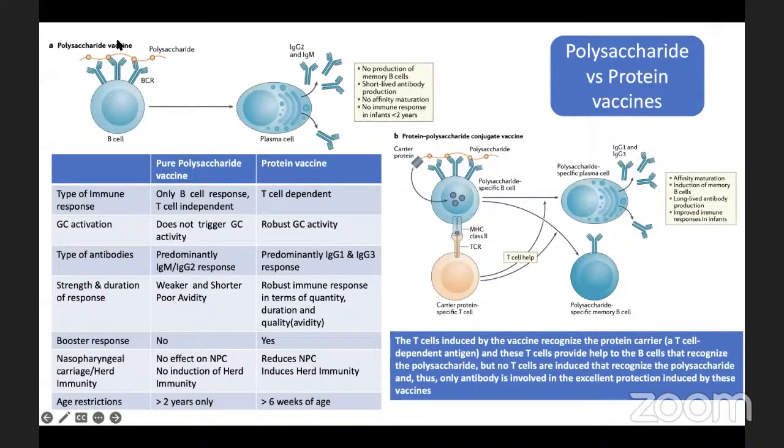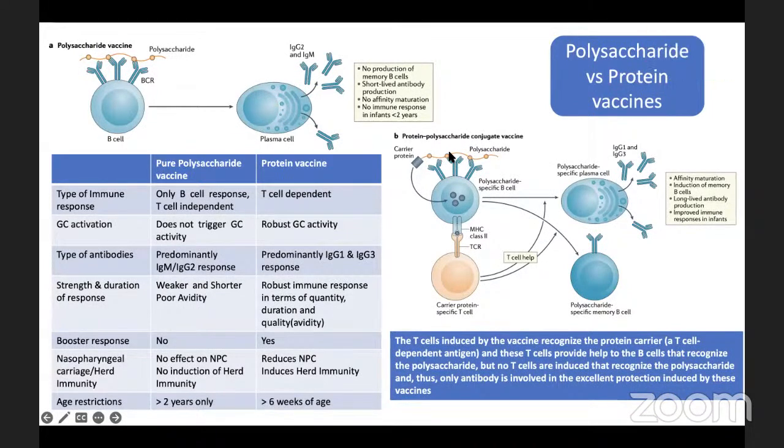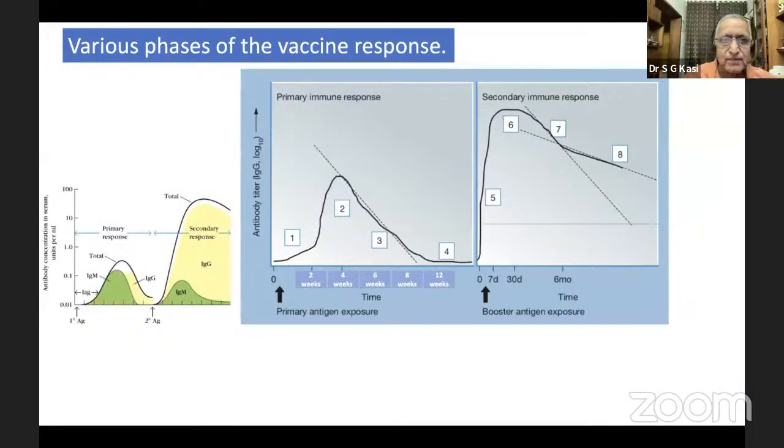So what is being done? You're tagging a protein onto the polysaccharide, converting it into a conjugate vaccine, which behaves immunologically like a protein vaccine, but elicits a very, very strong antibody response against the polysaccharide that it is carrying. And all of the present day vaccines, take pneumococcal or Hib or meningococcal, these are all protein polysaccharide conjugate vaccines.